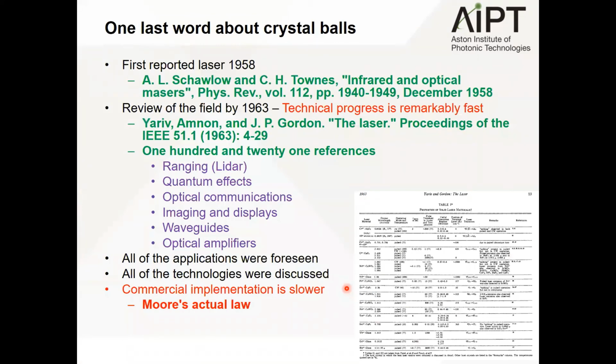Last thing about crystal balls, well, two last things on crystal balls. The laser was first reported in 1958, and by 1963, there was a review paper published which had 121 references, which had all of the applications in it that we're talking about. It had 60 or 70 lasers. Things move very, very quickly in the technical area. But commercial implementation is obviously much slower. We haven't done all of these things commercially yet.